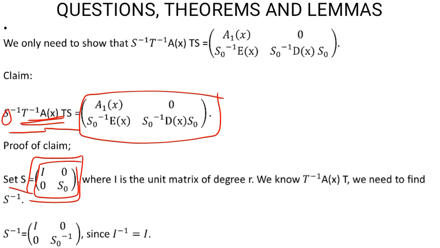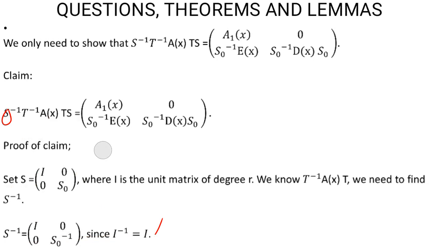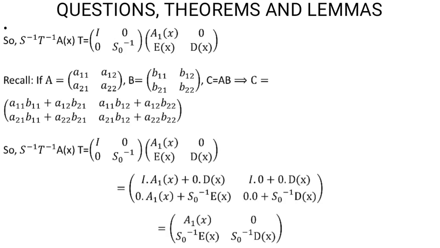So we need to find S inverse. I can explain to you the standard laws of matrices: when finding S inverse, it will give you this. You can verify that with your previous knowledge of matrices. So now we found S inverse. We have set S to be the value we want, we know T inverse AXT, and we found S inverse. So let's find out what will happen if we multiply this out, whether we'll get the solution on our right hand side.